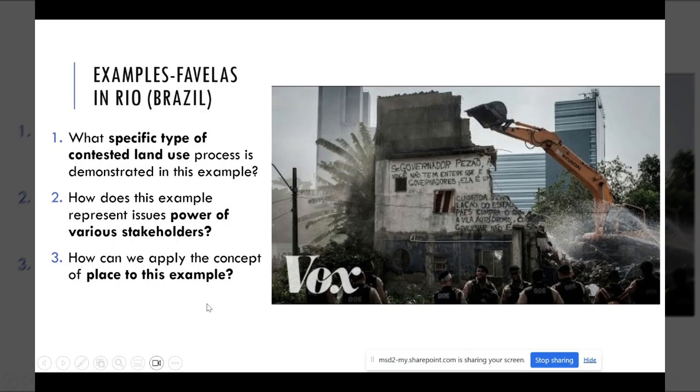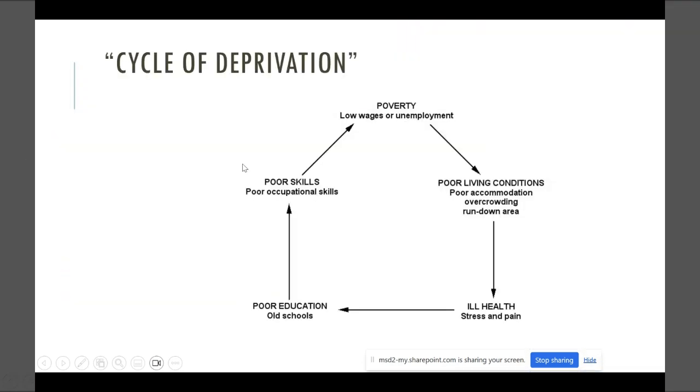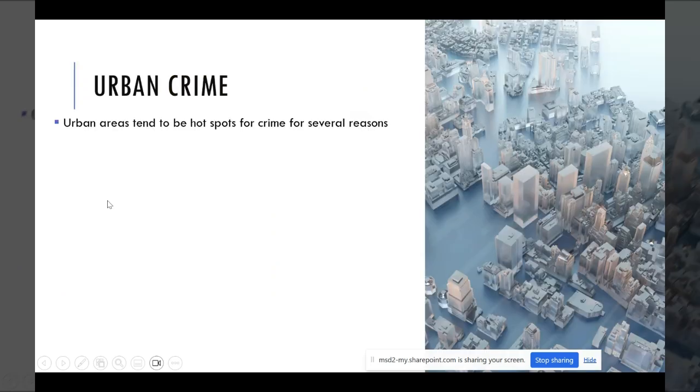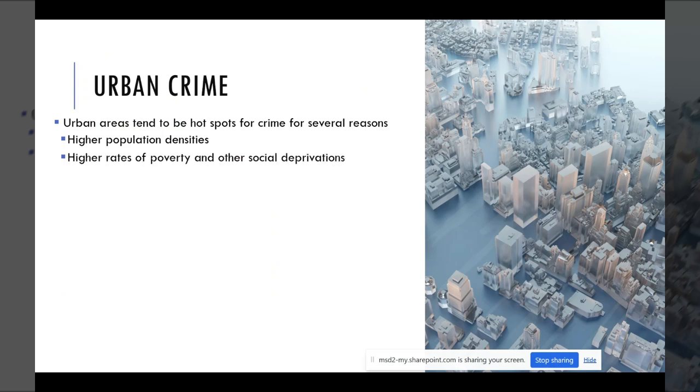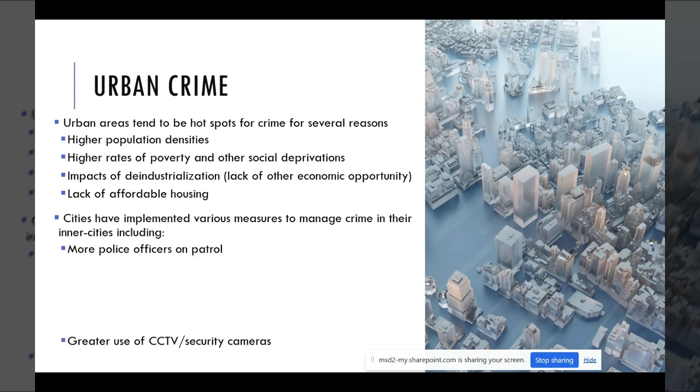There's a good video here of favelas. You also looked up your own. The cycle of deprivation is something that we also talked about, and how urban areas can create deprivation and create a vicious cycle. Urban crime tends to be high for a couple of reasons: higher population densities, higher rates of poverty and other social deprivations, impacts of deindustrialization, lack of affordable housing, and then cities have implemented various ways to manage this. There they are right there.